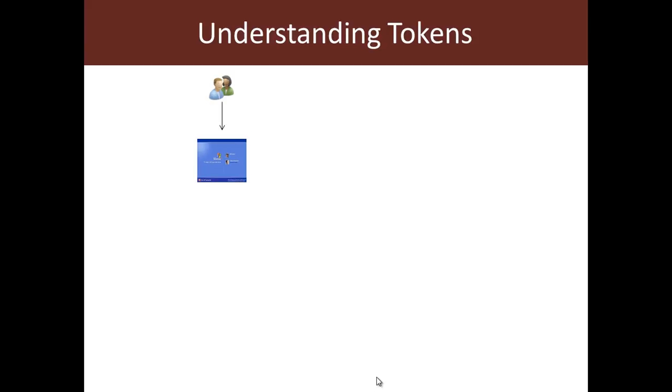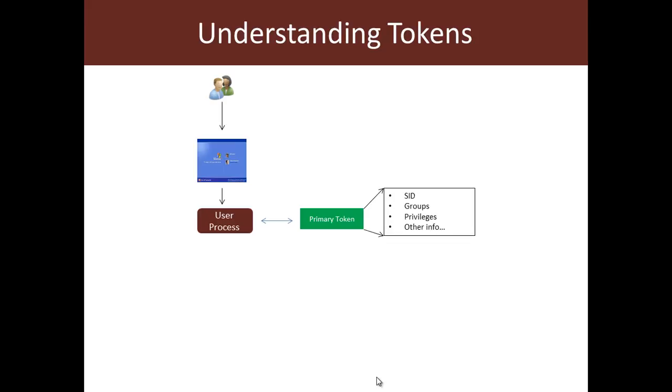Now let's move on to understanding tokens. When a user logs into a Windows system, there are a lot of processes created on his behalf. For example, explorer.exe, etc., which helps in running the desktop. Now, based upon the user who has logged in, Windows goes ahead and gives a primary token to the user process. This token contains the SID or the security identifier, various group information and privileges which the user who's logged in is allowed to do, and a lot of other info.